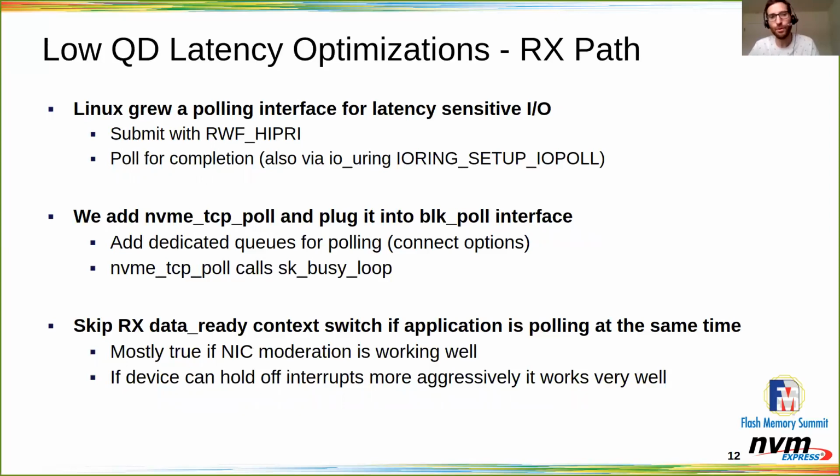And then if the application is polling, we're able to identify it in the data ready callback, and we don't schedule an extra context. We don't schedule the IO work thread because we know that we're going to process the incoming data directly from the poll. Basically, with modern NICs, interrupt moderation works relatively well to reduce some of the interrupts. But with ADQ, where interrupts are mitigated more aggressively, it works very well.